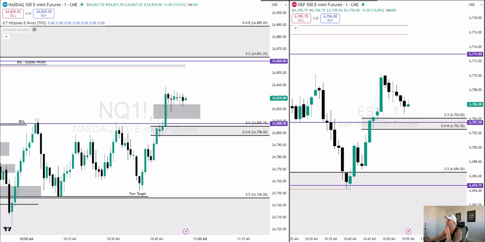To me, that looks like an AMD model performing, kind of like forming. That there's the accumulation, and now that was the manipulation about the level, and then it's gonna dump. There it goes. Yep. See?